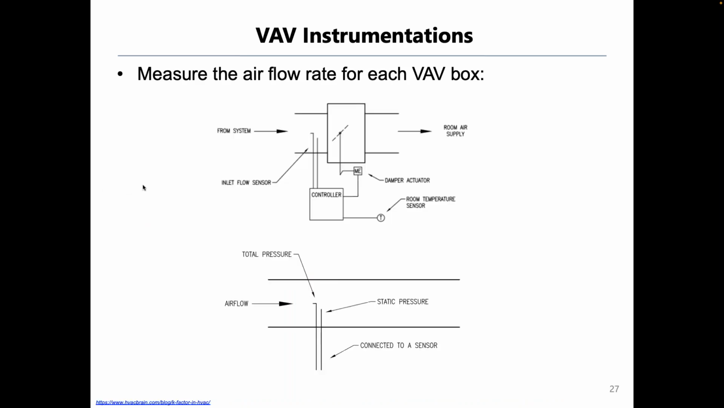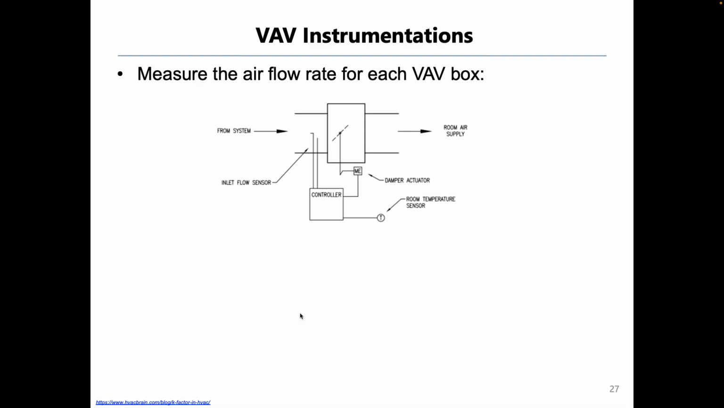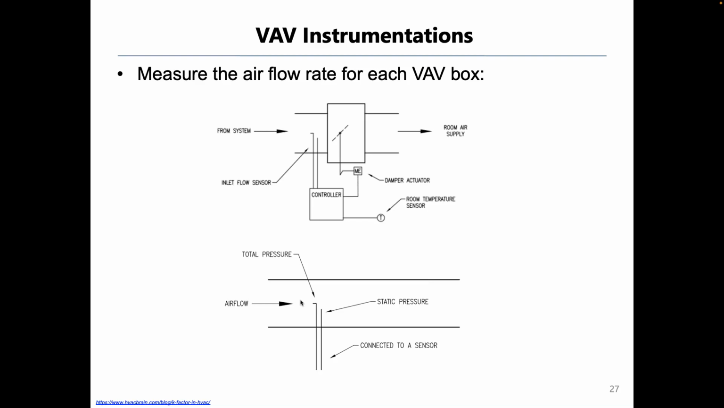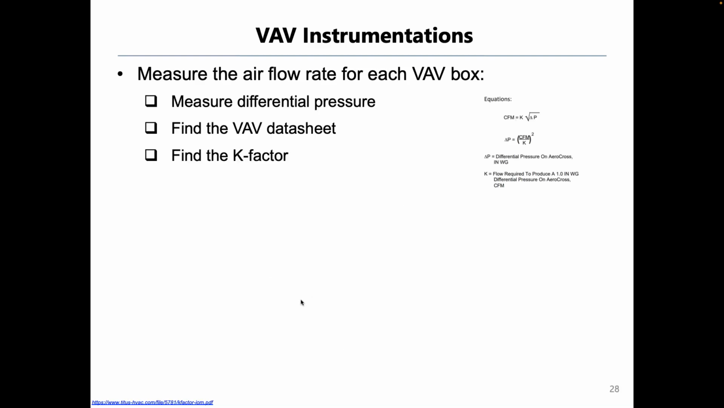So next slide, please. This is a schematic of the VAV box, and we need 2 pitot tubes to measure the differential air pressure. So in this system we can measure differential pressure, but we don't know what the true CFM is. So we need to find a VAV data set.